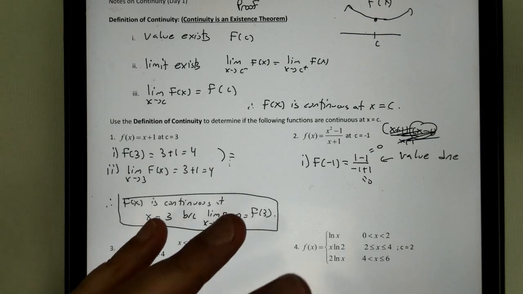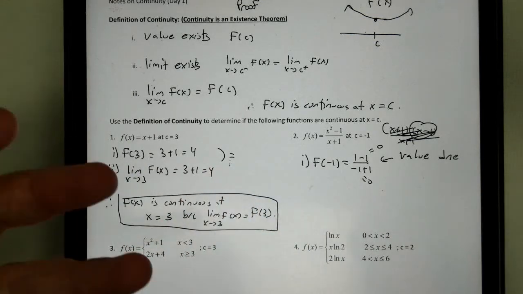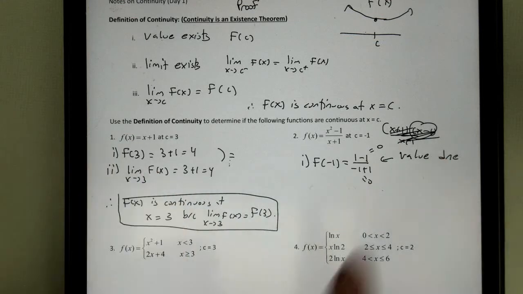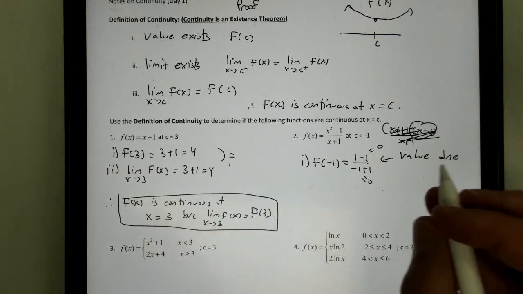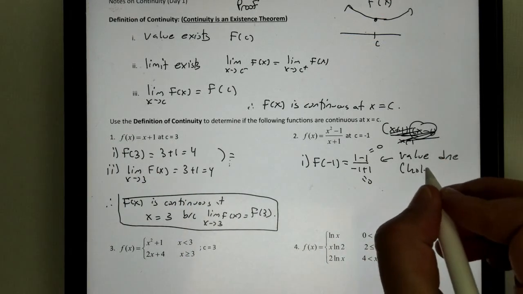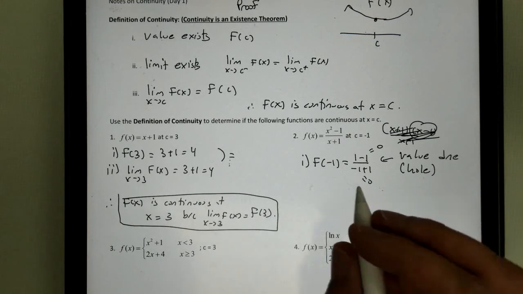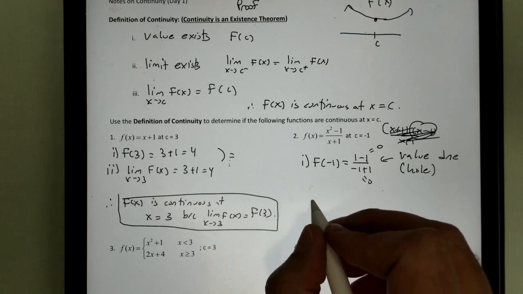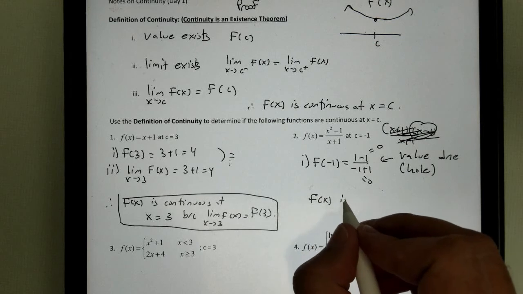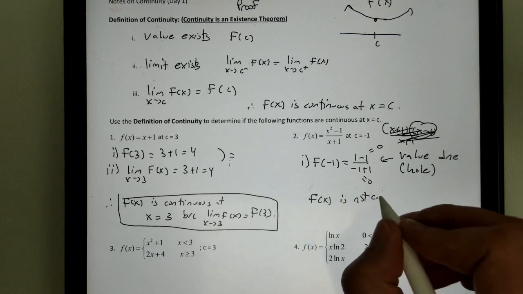So in this case, the function's not going to be continuous because it doesn't have a value. Now, we're not saying it doesn't have a limit. We're just saying it doesn't have a value. As a matter of fact, we talked about this earlier. We have a hole there, a hole. So we would say in this case, f of x is not continuous.